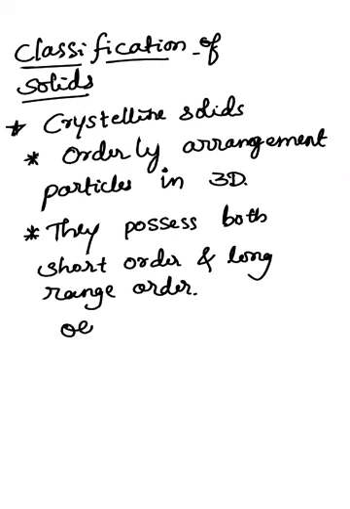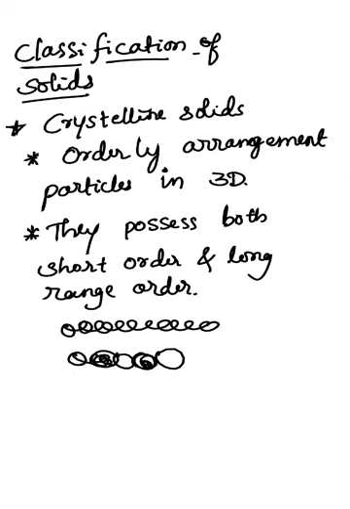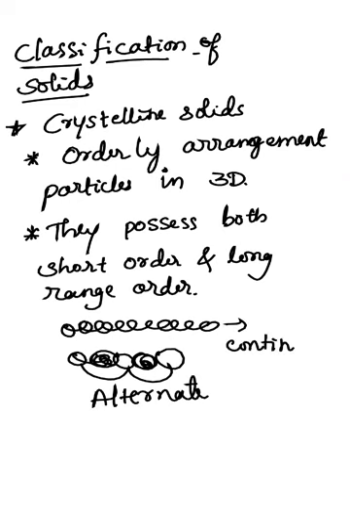Regular means serial, continuous arrangement. Periodic means here one white, one black, one white, one black, alternate. This one is continuous. I think you got my point. Here in the crystalline, the repetition of the constituent particles in the entire crystal is periodic and regular. It means they possess both short order and long order.